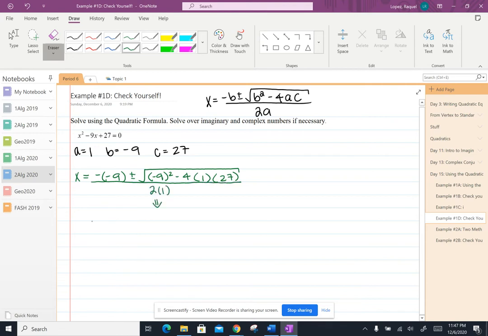Okay, let's start simplifying. So we get x equals, let's see, negative times a negative. I'm just going to write positive 9 because that's all it is, plus or minus the square root of 81, because -9 times -9 is positive 81, minus 4 times 1 times 27 is going to be 108, all over 2. Okay, let's simplify the stuff underneath the radical. So I have x equals 9 plus or minus the square root of 81 minus 108, which is -27, all over 2.